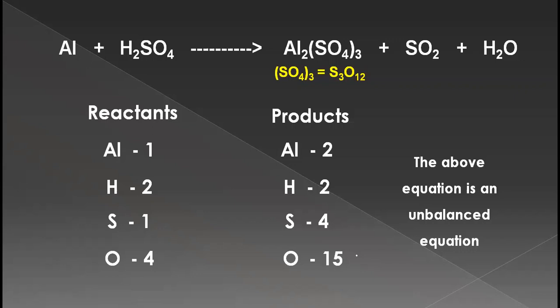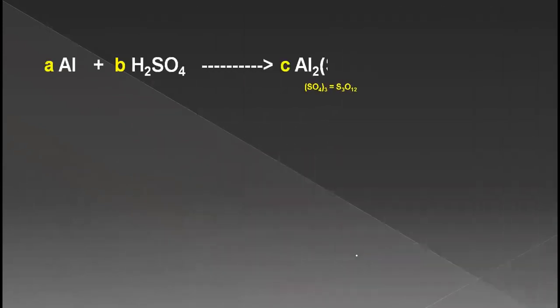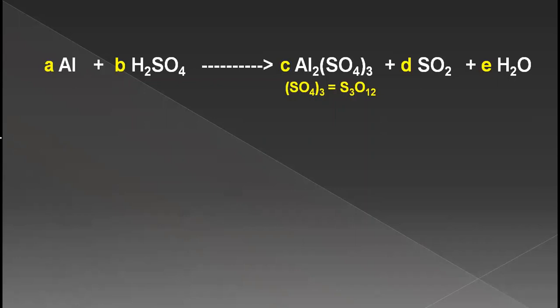Now let me balance this by the shortcut method. To balance this by the shortcut method, I'm placing, as usual, A, B, C, D and E. After placing A, B, C, D and E, assume this equation has become perfectly balanced.